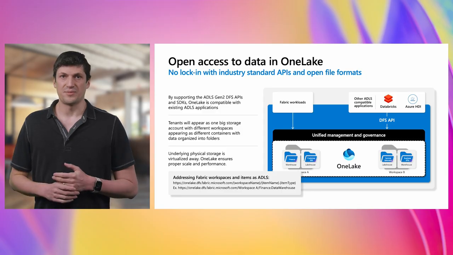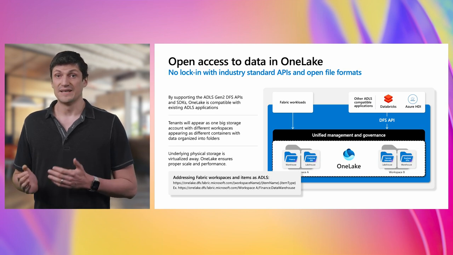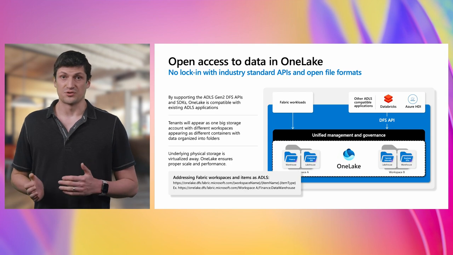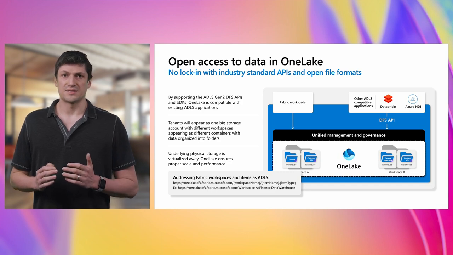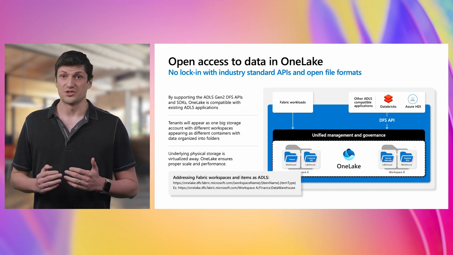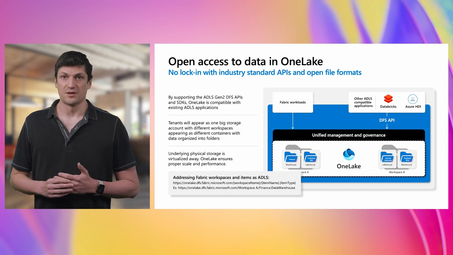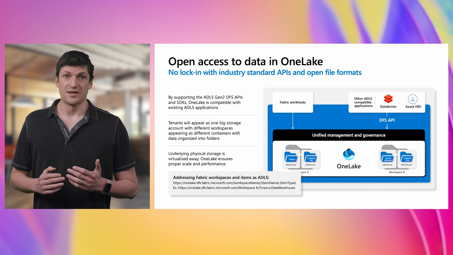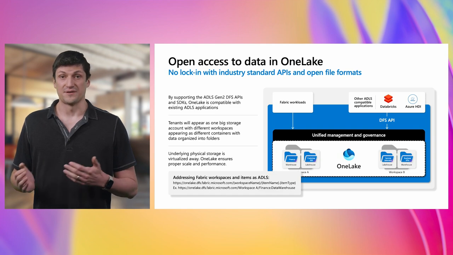Tenants will appear as one big storage account, with different workspaces appearing as different containers and data organized into folders. The underlying physical storage is virtualized away. OneLake ensures proper scale and performance. If you've worked with ADLS APIs, addressing data in OneLake should look familiar. There is no need to remember storage accounts as there is just one virtual account for all OneLake. Workspace name goes into the container portion of the URL, while the item name and type are all part of the path to the data.